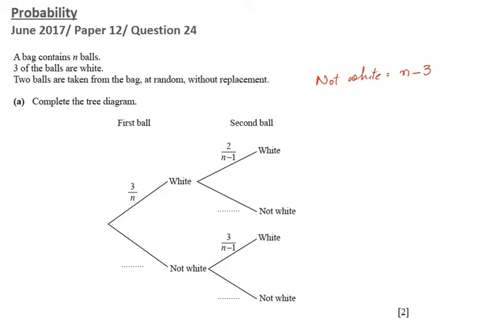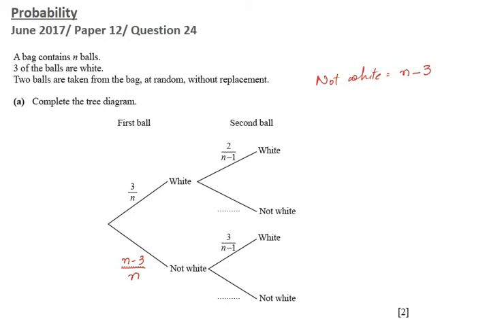Okay, so how many not white balls do we have? n minus 3. So to find the probability of not white balls, we will write n minus 3 divided by the total, we have n balls. So it will be n minus 3 upon n.